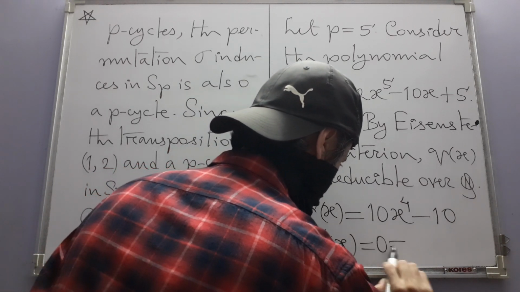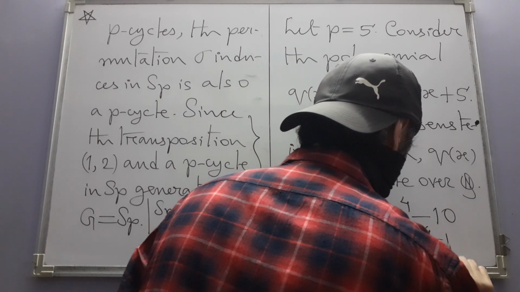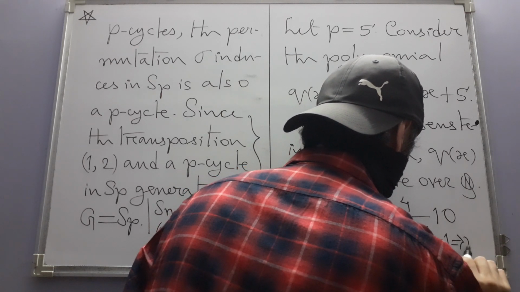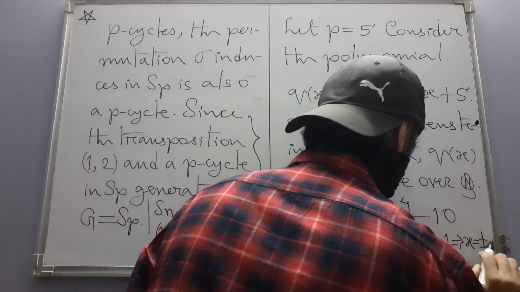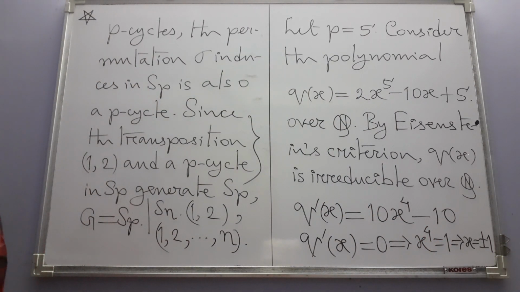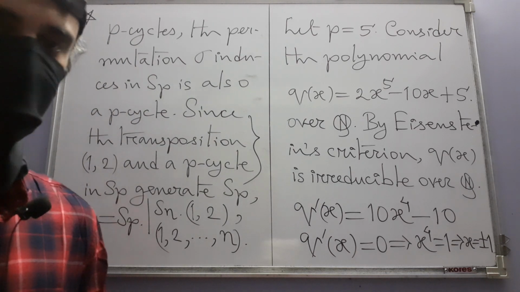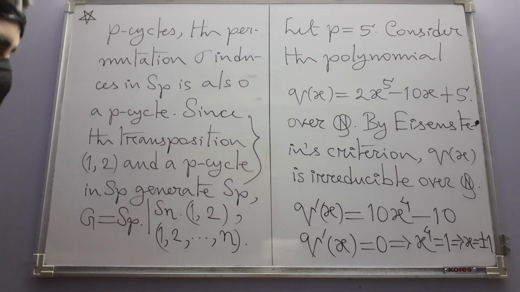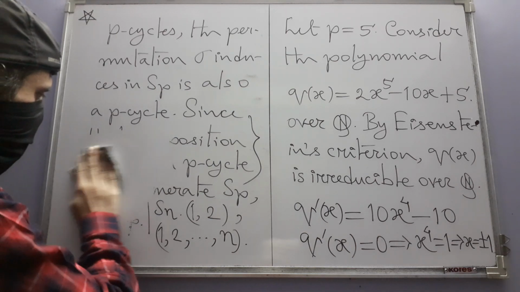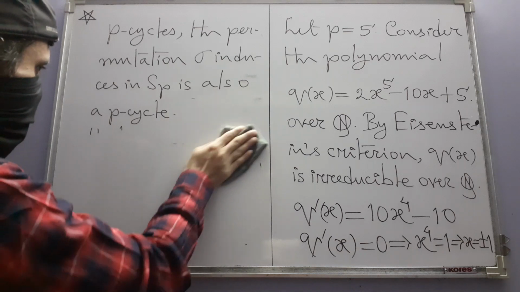Now if you set this first derivative equal to 0, then you get x to the power 4 equal to 1. So x is plus 1 or minus 1. These two are critical points of this function. And now we calculate the second derivative. So we are using the second derivative test for finding maximum and minimum values, local maxima, local minima, those things.